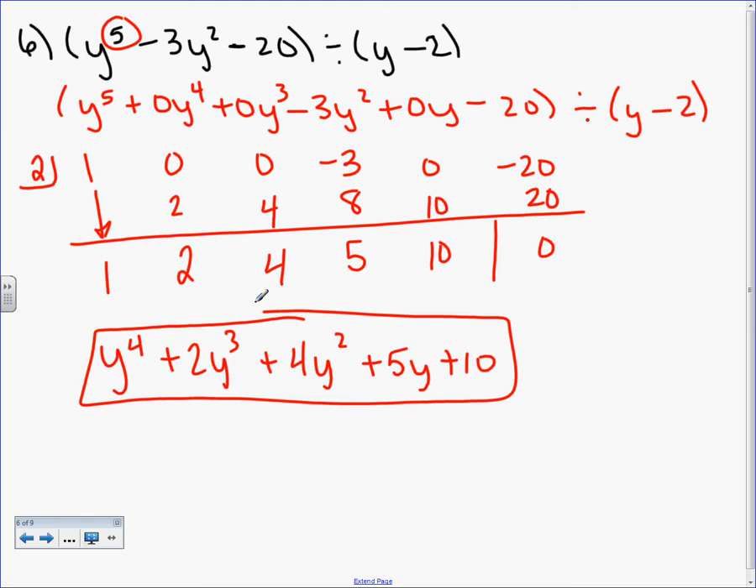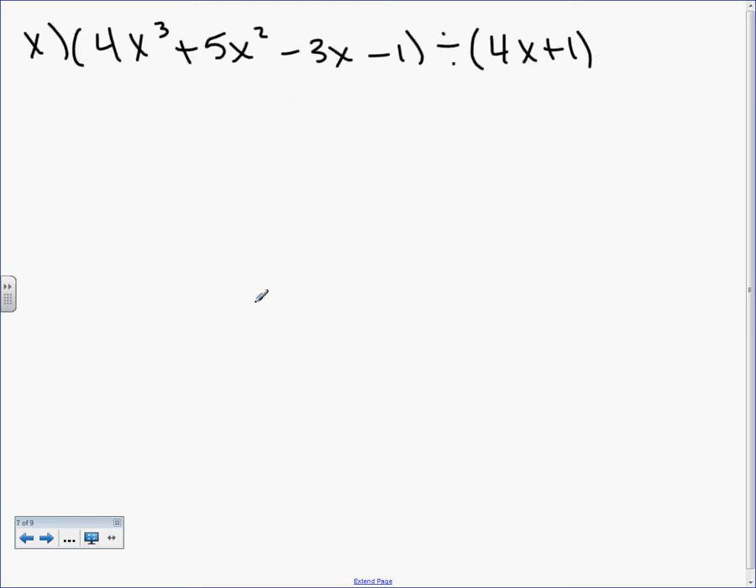We good? Okay. This one, there's a couple of problems with it, right? Do we have 3, 2, 1, no gaps, right? Is this a binomial? Yes. Is it 1x to the 1? No. So here's where you have two choices, okay?